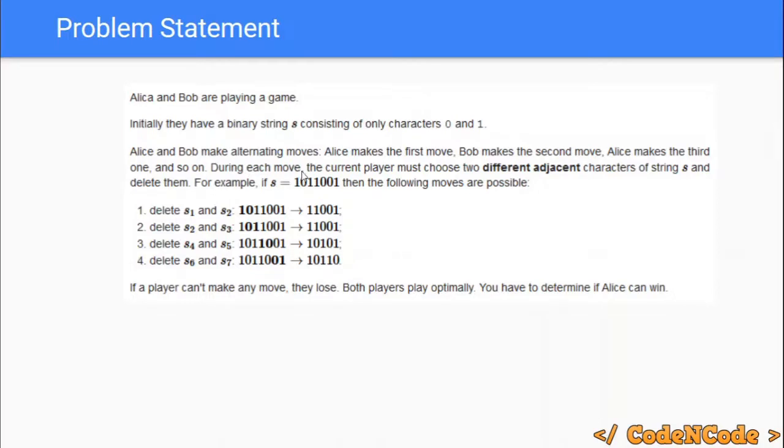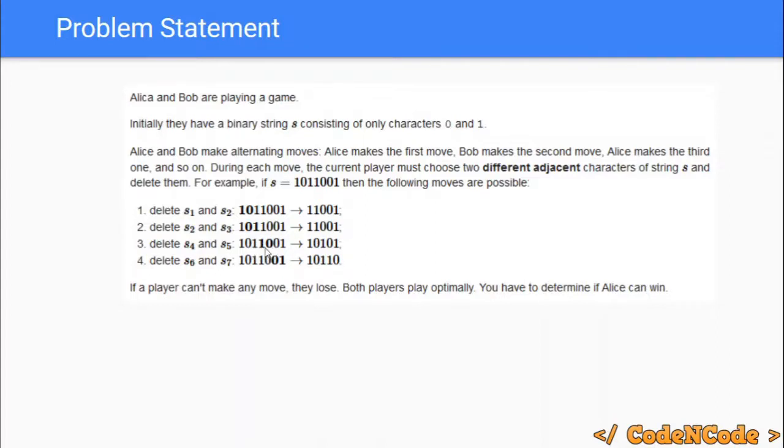During each move the current player must choose two distinct characters, and they must be consecutive. So the current player chooses two distinct characters which are adjacent to each other and then deletes them. For example, if this is the input string 10110001, there are these many possible moves. I can delete these two, so the remaining would be 11001, or I can delete these two, so the result would be 11001 again.